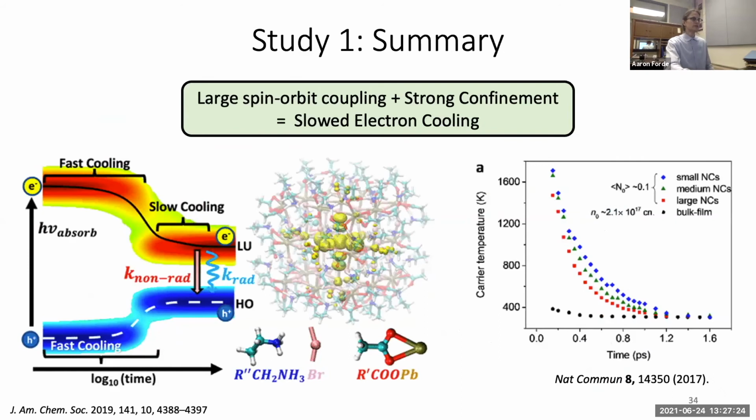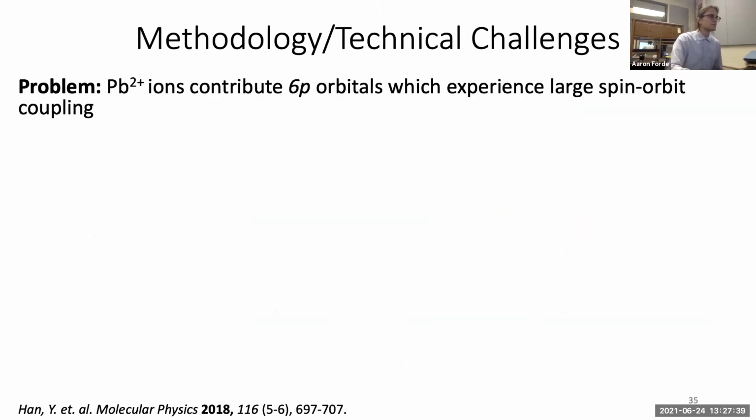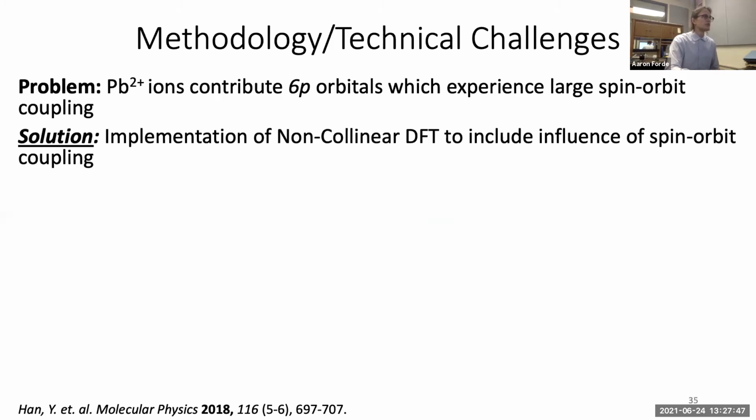And the main summary is that it's not just confinement that's needed, but strong confinement plus large spin orbit coupling, and then we can observe the slowed electron cooling, which seems to match with experiment. So quickly go through the technical challenges. Lead ions contribute 6p orbitals with large spin orbit coupling, and we can upgrade our DFT methodology to include these interactions in the non-collinear frame.